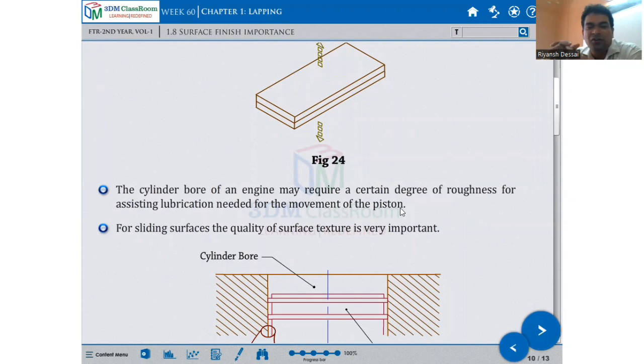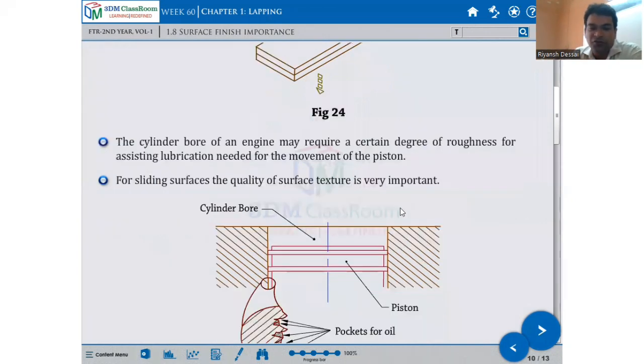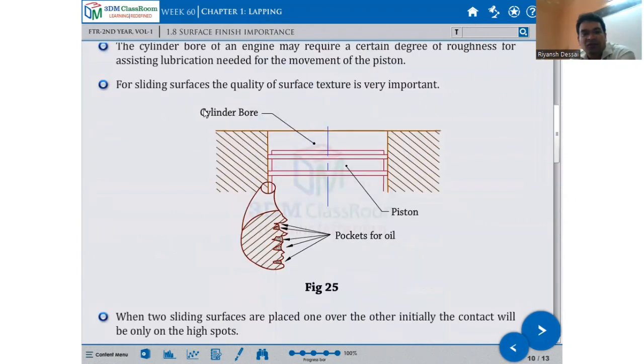For a sliding surface, the quality of surface texture is very important. So this picture here is given. For a sliding surface the quality of surface texture is very important. See what the picture shows: this is a half section of the inside of the engine, this is the cylinder bore. This is a piston and this is the piston ring, these are two other piston rings.